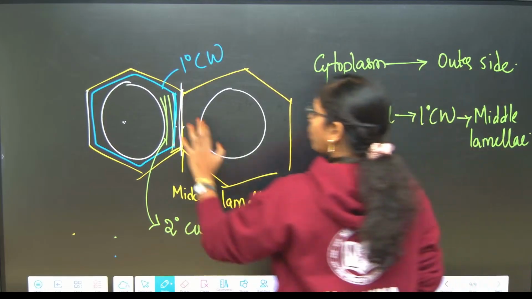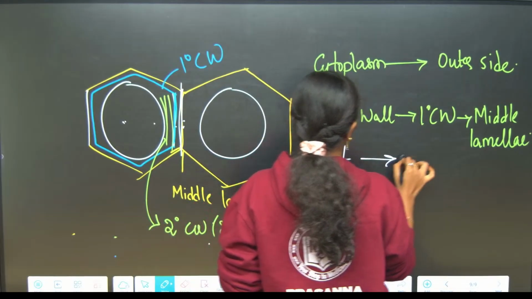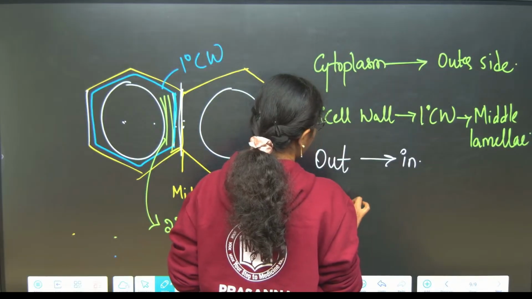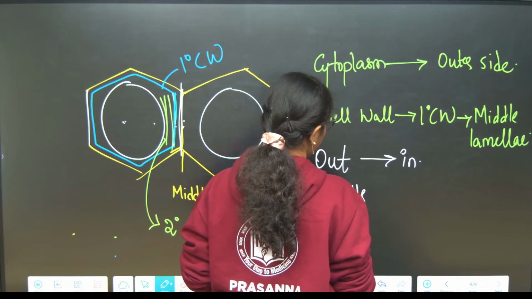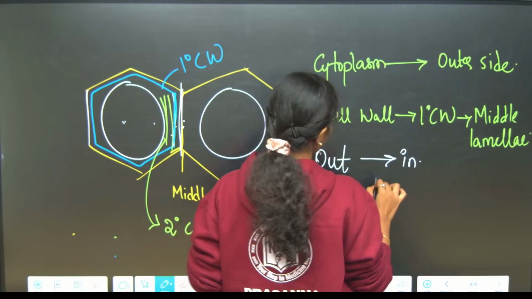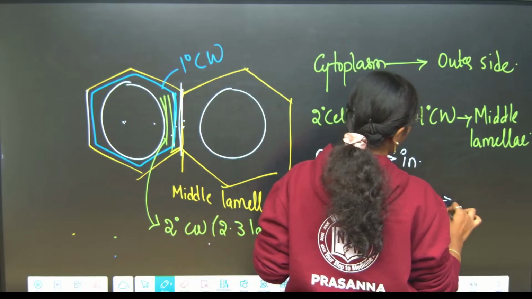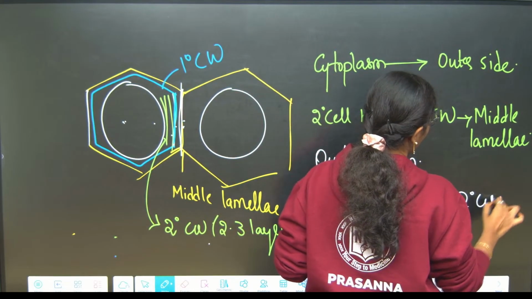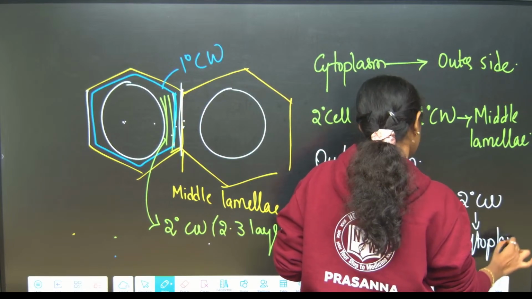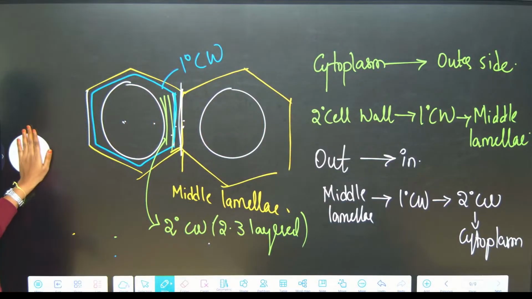Fine. From out to in, if you see, outside it is what? Middle lamellae. Inner to the middle lamellae you have primary cell wall, inner to the primary cell wall, secondary cell wall, and secondary cell wall is close to cytoplasm. This order should be clear in our mind. Okay. So, with this, cell wall is clear to us.